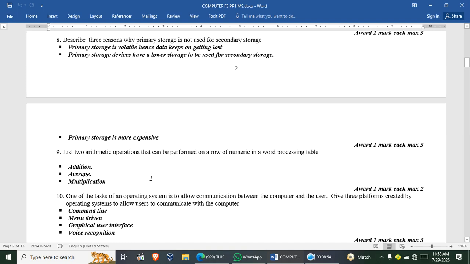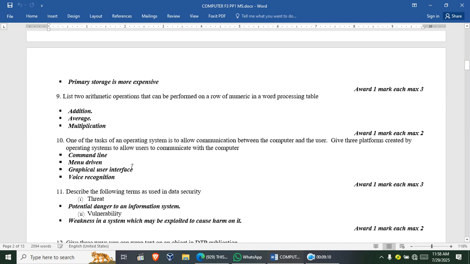List 2 arithmetic operations that can be performed on a column of numeric data in a word processing table. Remember, you can perform calculations in Microsoft Word. So you can perform multiplication, you can perform average or mean, you can also perform addition, among others like count and standard deviation.